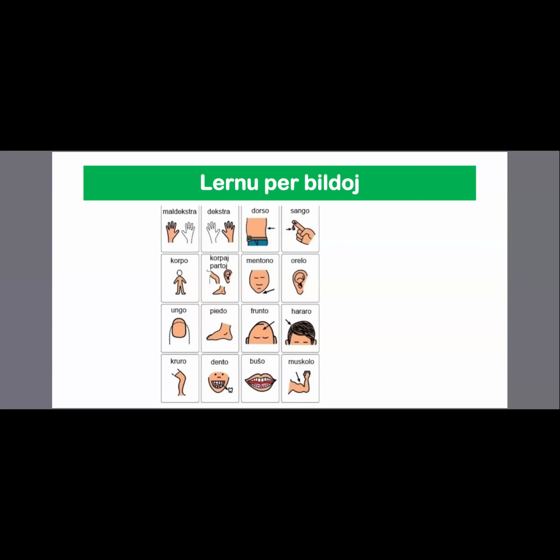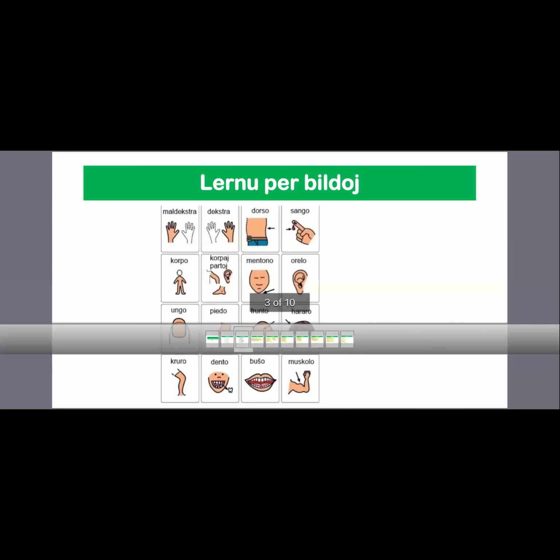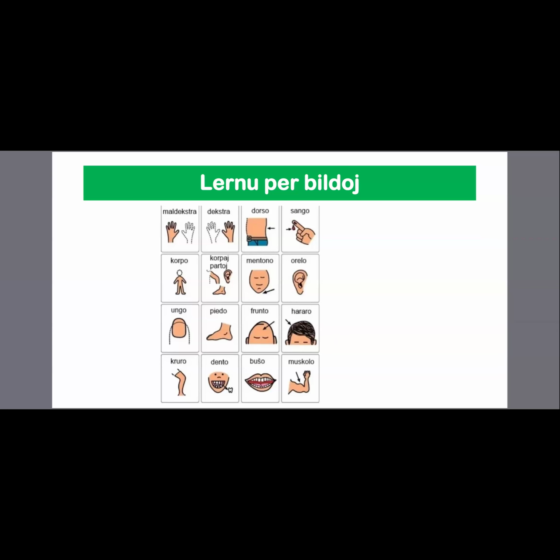Thank you so much, Zainabu. Nail. Oh, okay. It's a nail. Ungo is your nail. So, haroj, it's your hair. Orelo is your ear. Kruro is your leg. Dento is your teeth. Buŝo is your mouth. Muskolo is muscle. Your muscle.